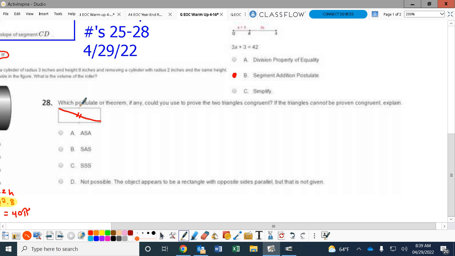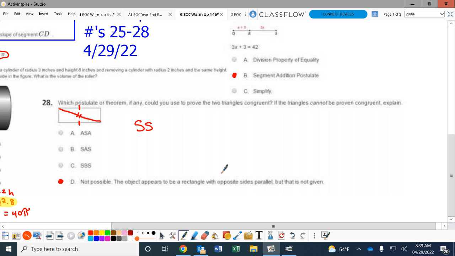And then we've got this side marked congruent to this one. Guys, do we have any angles marked? No. Can we do anything with just two sides? No. So the answer is that it's not possible. And look, it even says the object appears to be a rectangle, and it looks like one, but there is nothing marked saying that the sides are parallel or the angles are congruent, nothing. So you cannot assume that. All we have is two sides.